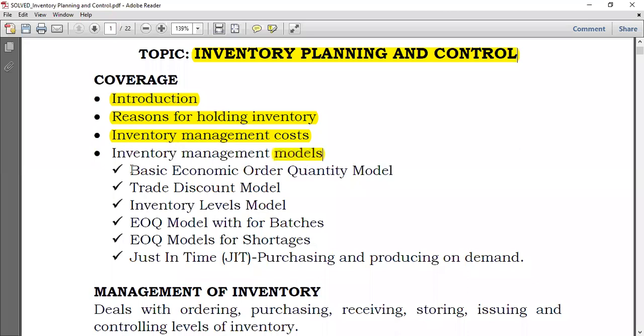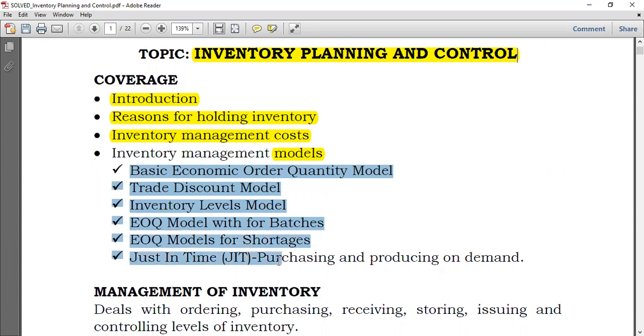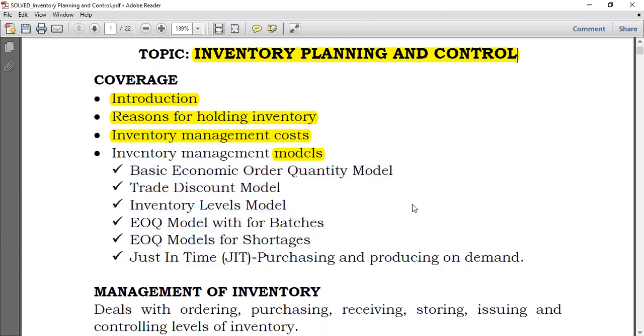We'll have the basic economic order quantity model. We'll check out the trade discount model, inventory levels model, and then the economic order quantity model for batches, suppose we make production in batches, but also the economic order quantity model with shortages. And lastly, the just-in-time system. Just-in-time system just means that you purchase materials and you produce on demand, so you hold no levels of inventory.